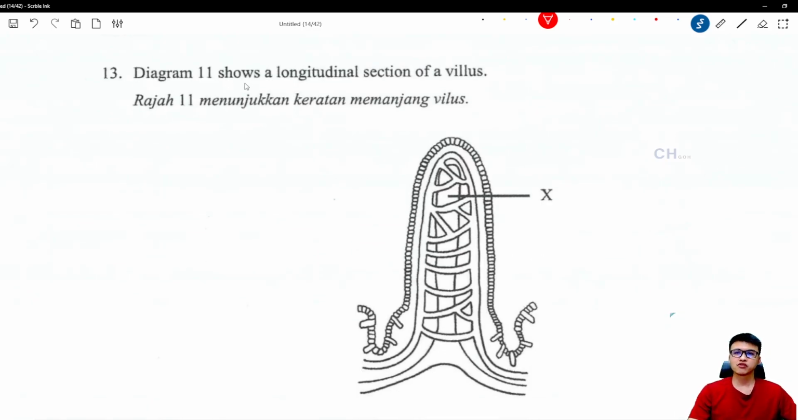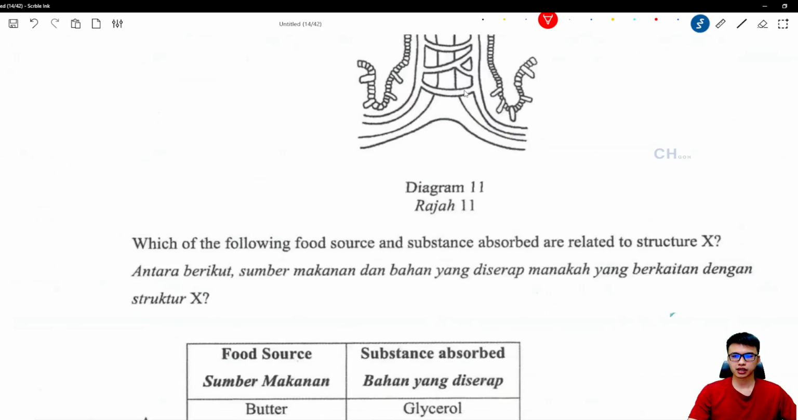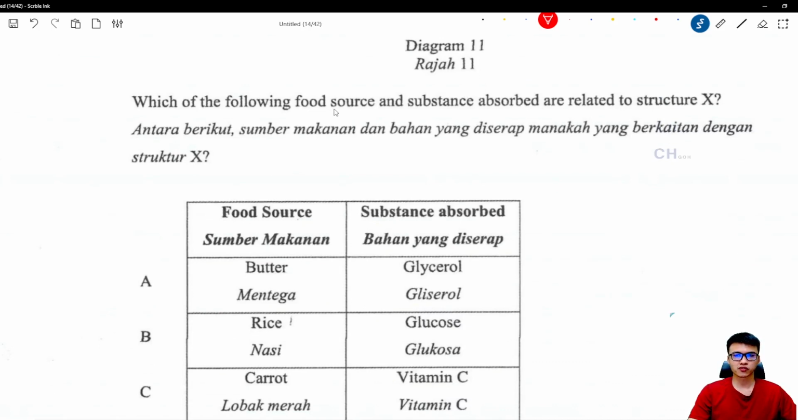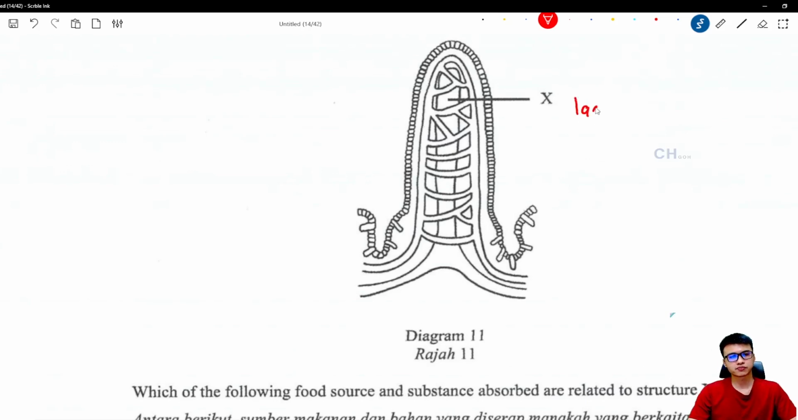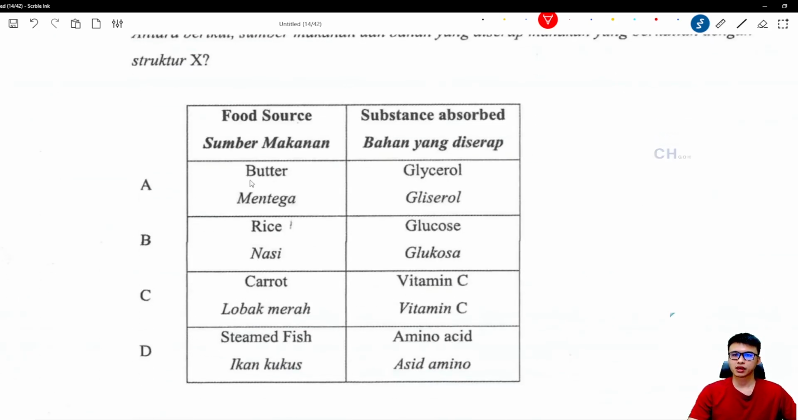Question 13. Diagram 11 shows a longitudinal section of a villus. Okay, X. Which of the following food source and substance absorbed are related to structure X? Structure X is a lacteal. Normally, lacteal will absorb fat-soluble nutrients. So our job is to find out the fat-soluble nutrients, then you can get it correct. Here we have rice, carrots, steamed fish, so the answer is very obvious. Answer should be butter, and the substance absorbed will be glycerol. And also we have the fatty acid, so it's just one of the examples here.